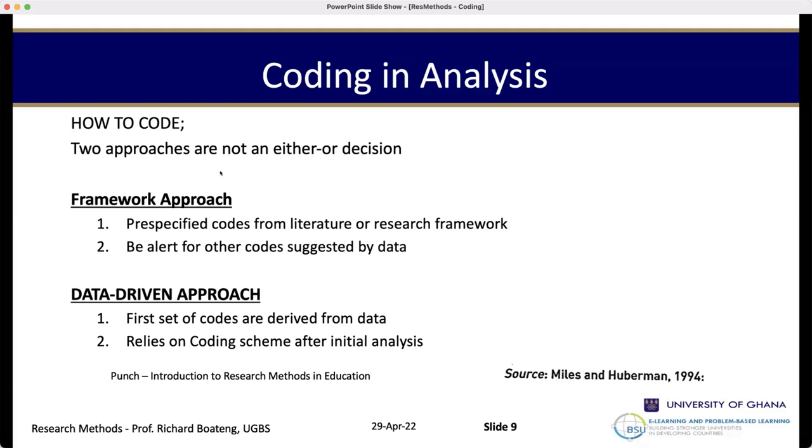In the first one, some of your codes are coming from the literature. So you use the literature or the research framework to guide you to look for whether you're finding evidence on the person to say this. Now, increasingly, I have to let you understand that even if you choose the framework approach, not all the variables that you are trying to study will be captured by your framework. There may be other new variables that may not be in your framework. So you have to be alert for other ones which are suggested by the data. So in effect, the two approaches are not an either-or decision. You use both at the same time as you do your work.